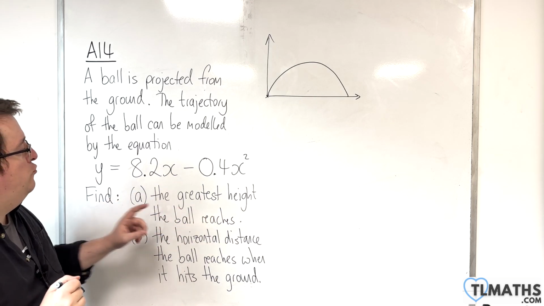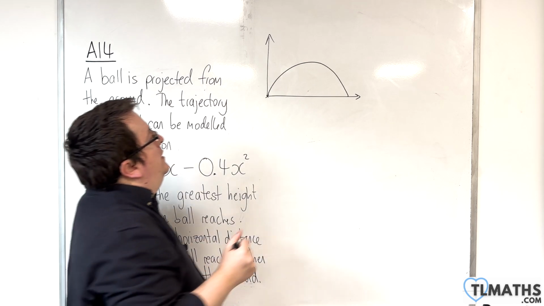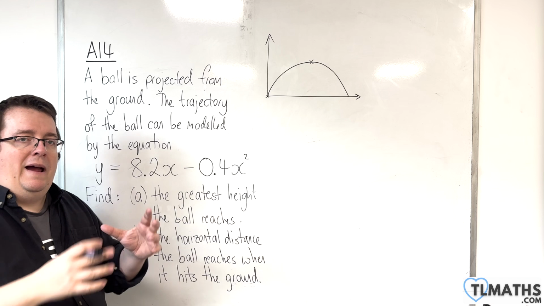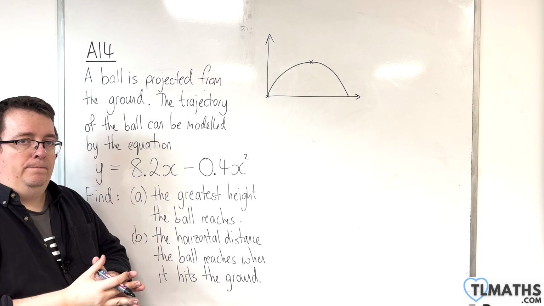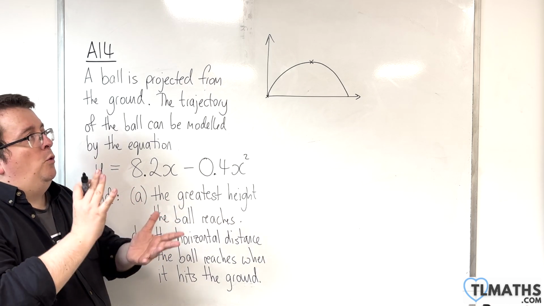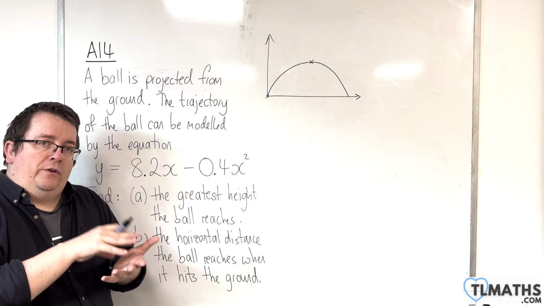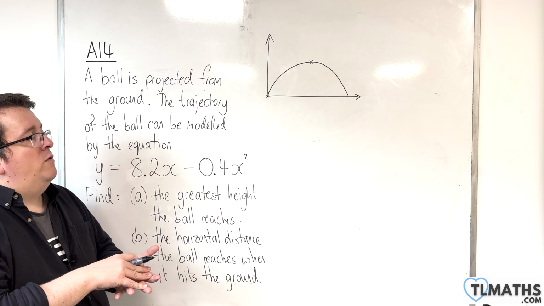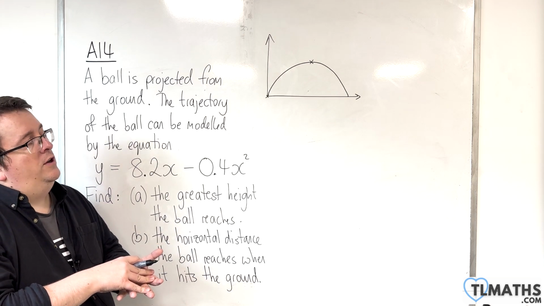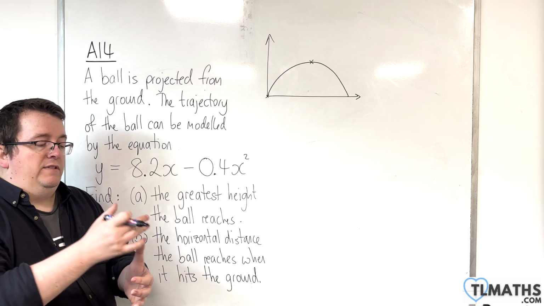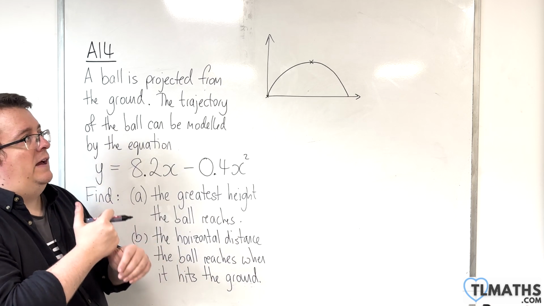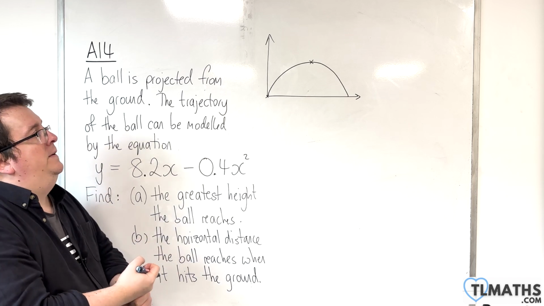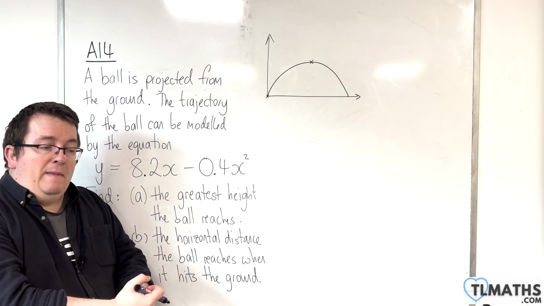So part A, the greatest height the ball reaches. That is this point here. Now parabolas, remember, have the feature of being symmetric. There are multiple ways of getting to the coordinates of that point. If you're immediately thinking I could find the turning point using differentiation, then yes, you could. But differentiation isn't part of the GCSE maths specification, so I won't go through that as a method.